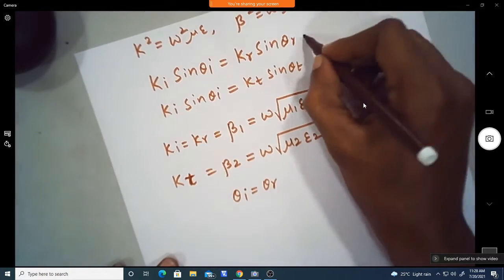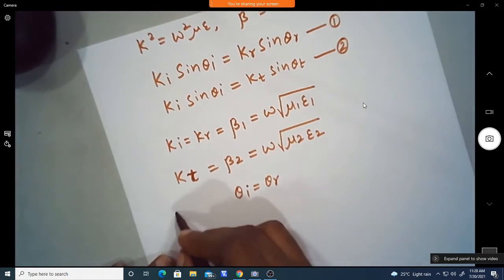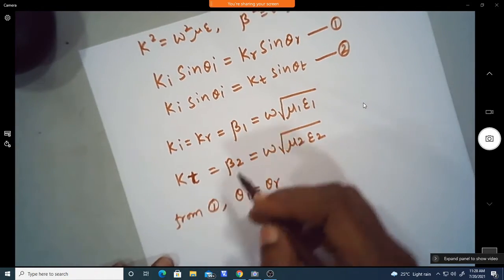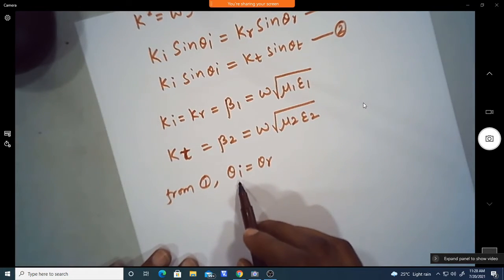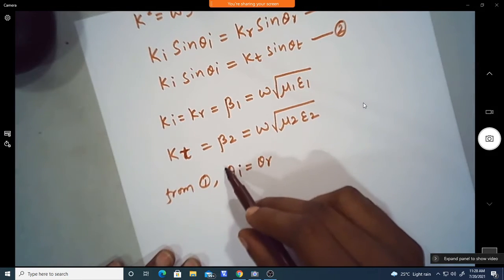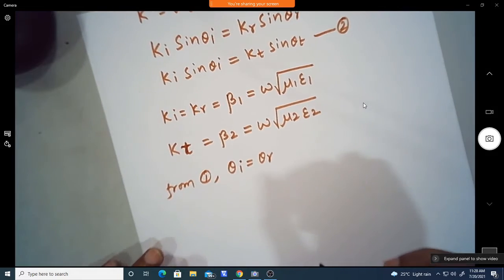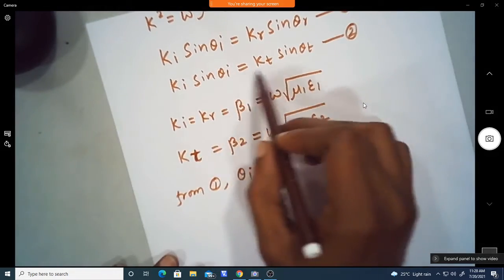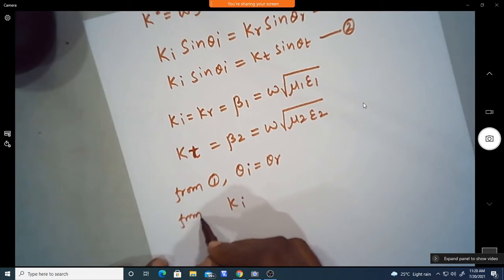Now if I take this as equation 1 and equation 2, from equation 1, since ki equals kr, we get the condition theta i equals theta r. That means the angle of incidence is equal to the angle of reflection.